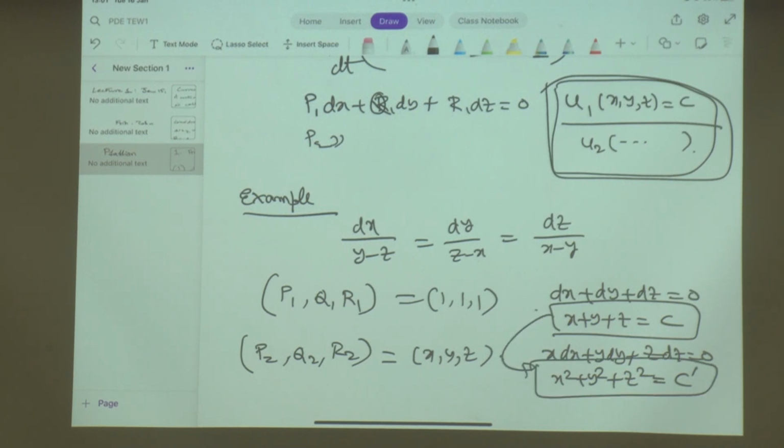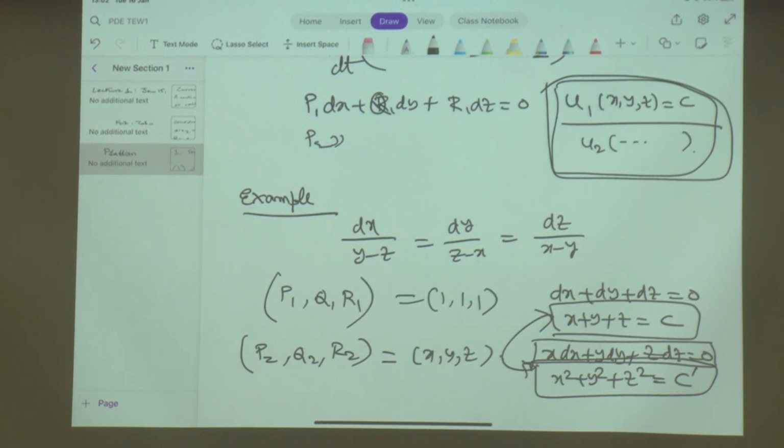So these two surfaces describe this curve. If you notice, we had very simple P1, Q1, R1 and P2, Q2, R2. Why simple? Because we could easily find a solution to the corresponding Pfaffian equations. Not every Pfaffian equation will look like this. So we will study how to solve Pfaffian equations later.